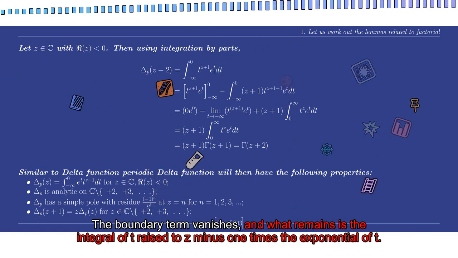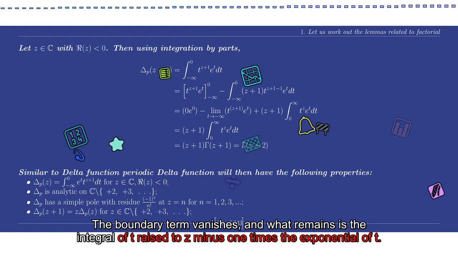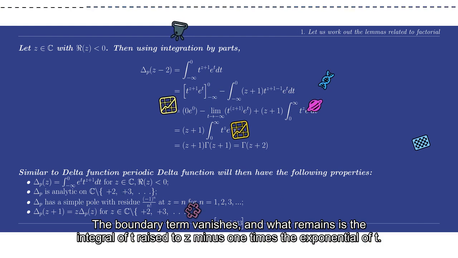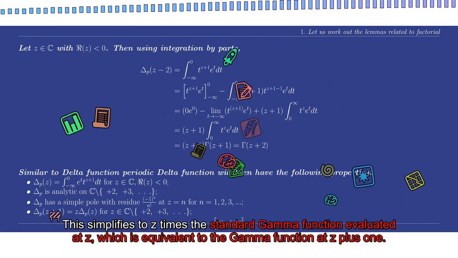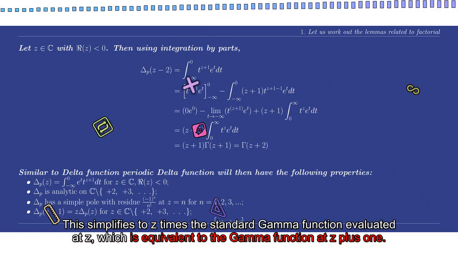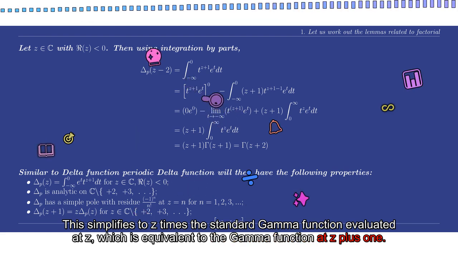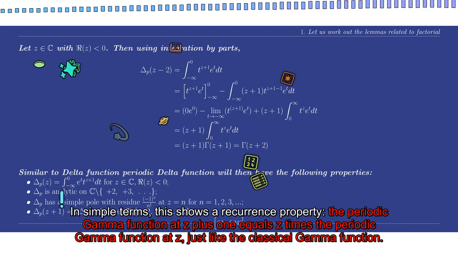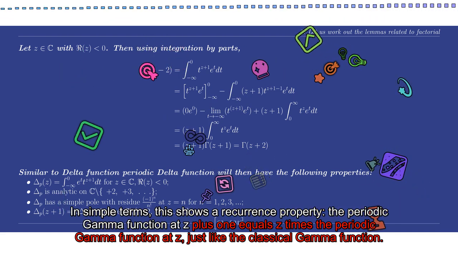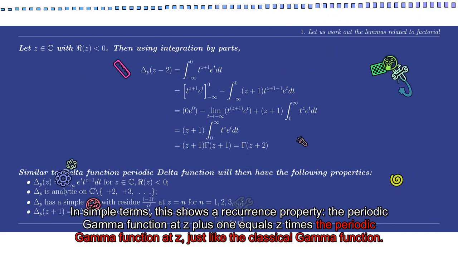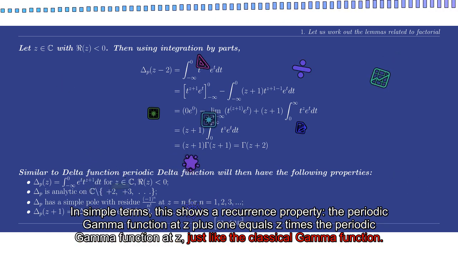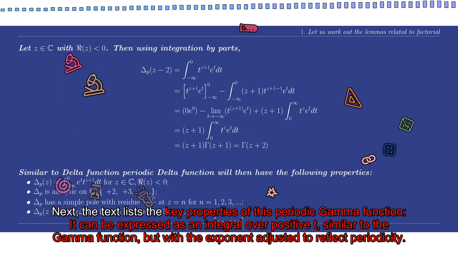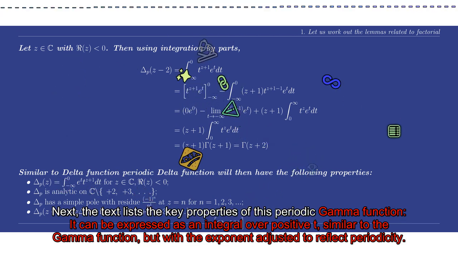The boundary term vanishes, and what remains is the integral of t raised to z minus 1 times the exponential of t. This simplifies to z times the standard gamma function evaluated at z, which is equivalent to the gamma function at z plus 1. In simple terms, this shows a recurrence property. The periodic gamma function at z plus 1 equals z times the periodic gamma function at z, just like the classical gamma function.